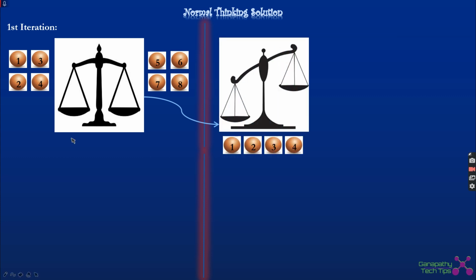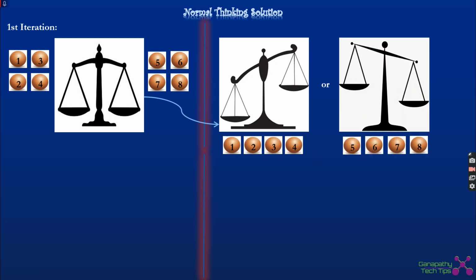Either the left side goes down. In this case, out of 1, 2, 3, 4, there is one suspect which is going to weigh higher. In the other case, the right side goes down. In this case, out of 5, 6, 7, 8, one of the balls is going to weigh higher. So as the result of the first iteration, we will have 4 possible suspects.